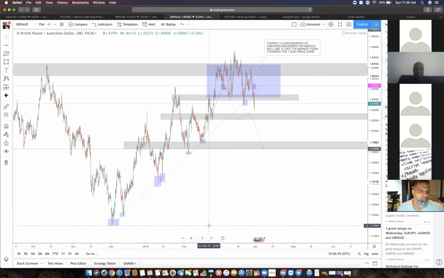Can you go over how you mark those zones, those gray areas? Yes. Let me get an empty chart for you.